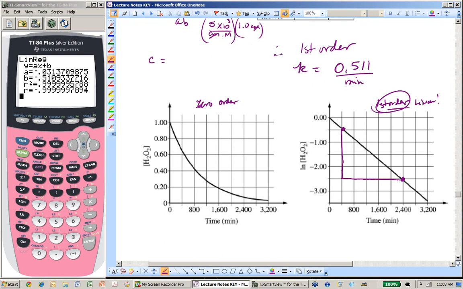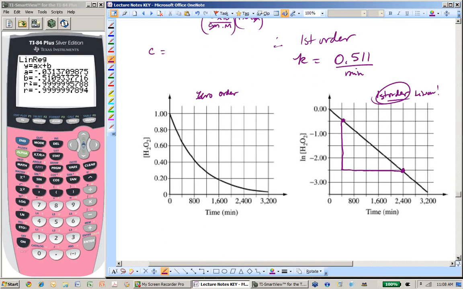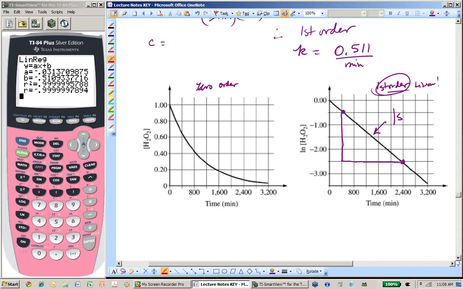Personally, if they gave you data, I would have chunked that into the calculator and let the calculator calculate the slope for you, because you're less likely to make a mistake. But it's certainly feasible that you could do it the old-fashioned way, rise over run, where the absolute value of that slope is going to be equal to your K. And because it's first order, K is going to carry a time unit only.